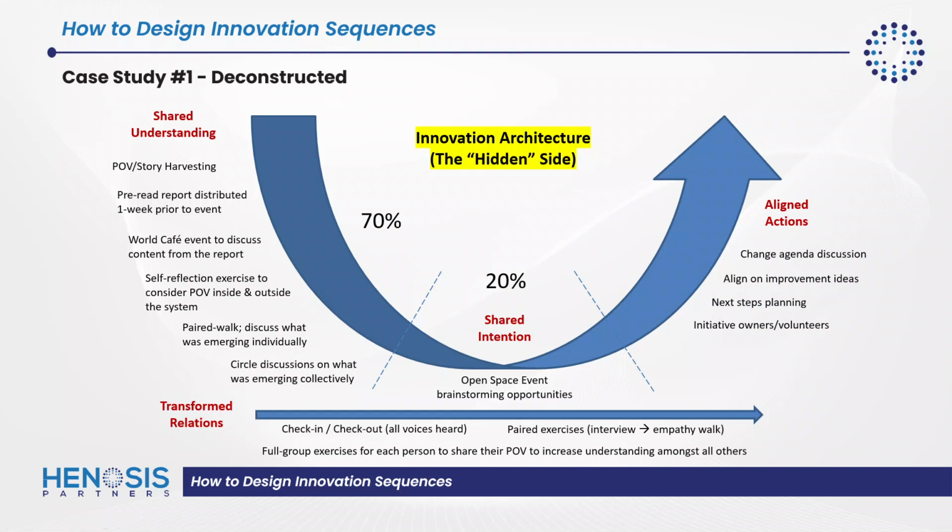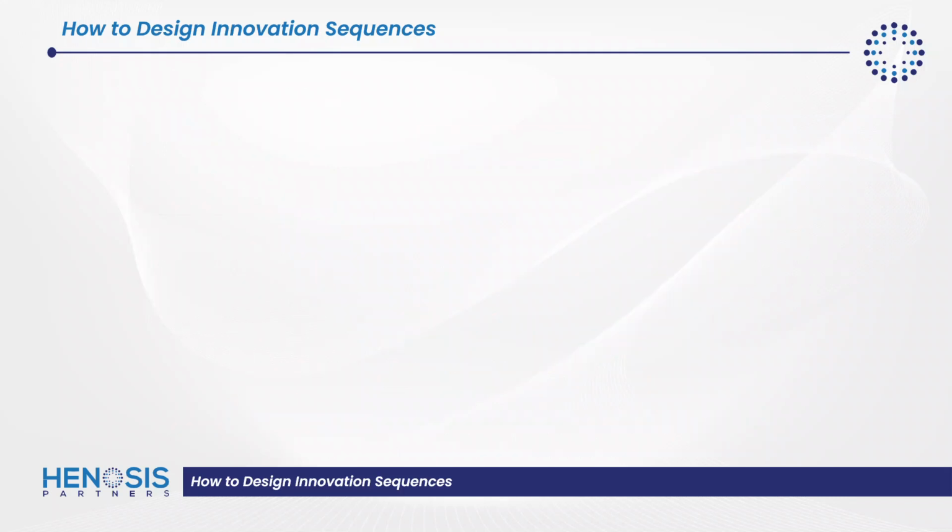That then leaves you 20% of your time to focus on that shared intention, on refining what those common goals are, and the remaining 10% of your time is spent planning follow-on actions post-dialogic event. So this is where a team would develop experiments to start role modeling the new.